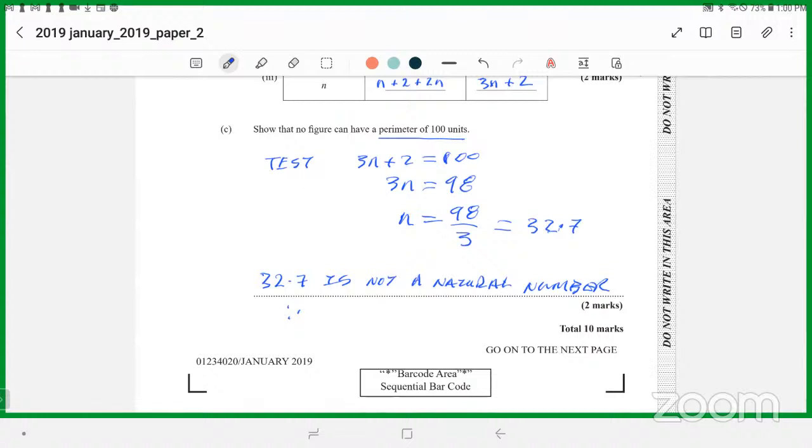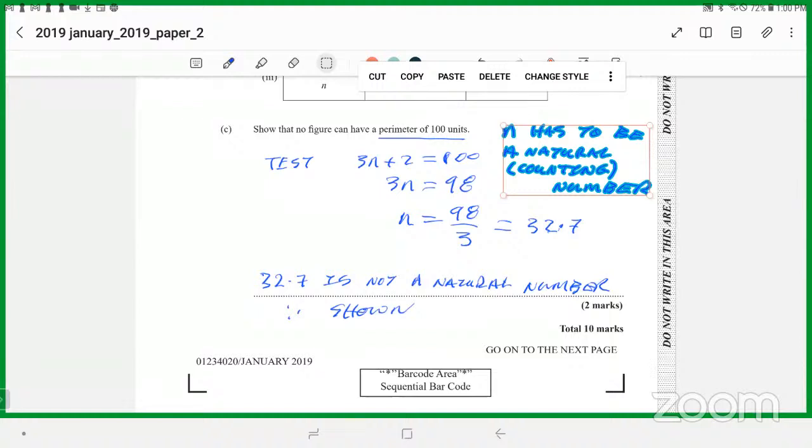Show that. Therefore, shown. So here we basically have to tell them that n has to be a natural number. Here we can state it: n has to be a natural number, and a natural number is also called a counting number. For this proof, we show that for 100, it's coming out to a value that is not natural.